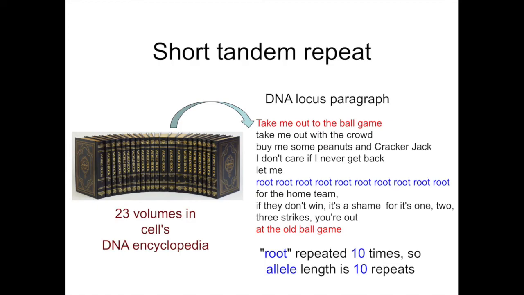Whatever the length of that paragraph is, it has 10 repeats of a word. The allele, the variant, is 10. If the paragraph were measured to be 4 letters longer, we'd know there are 11 repeats of a 4-letter word. So by knowing the length, we know the variant, we know the allele. And that's been the basis of forensic genotyping now for 20 years.